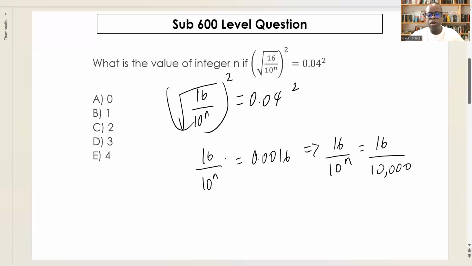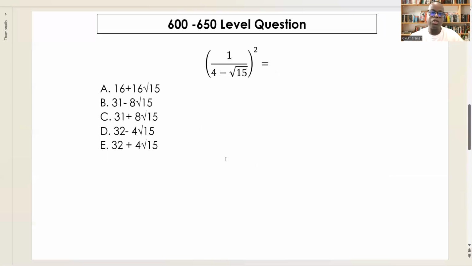If you divide both sides by 16, they cancel and you end up with 1 over 10 raised to power n equals 1 over 10 raised to power 4. It's the same thing: 10 raised to power n and 10 raised to power 4, so it's pretty direct. You can see that n is equal to 4. That is the correct answer. It's pretty straightforward, not much thought to put through. Let's go a notch higher and attempt questions of higher difficulty.